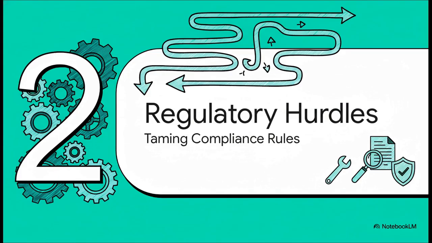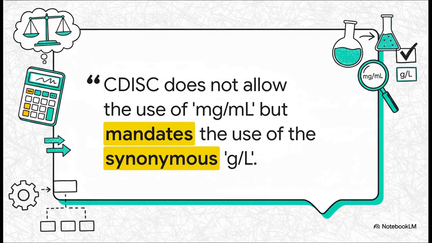Okay, next up, let's see how version 5.1 helps you tame some of those really frustrating regulatory requirements. We're going to look at new tools built specifically to handle compliance rules that are often a huge pain. Now here's a perfect example of a rule that can just make you scratch your head. CDISC has these incredibly strict requirements for units, even for ones that are mathematically the exact same thing.